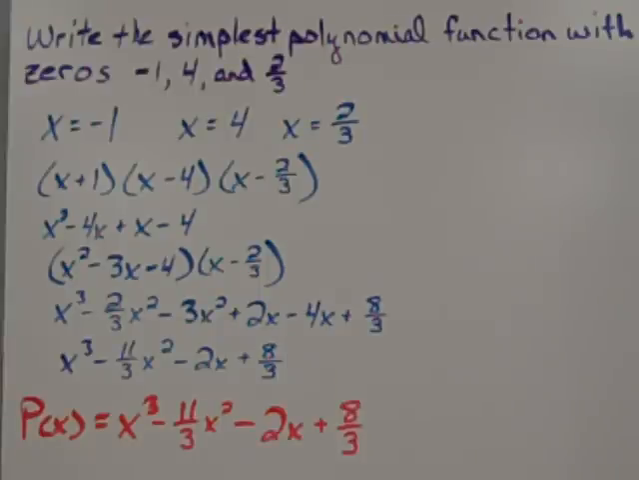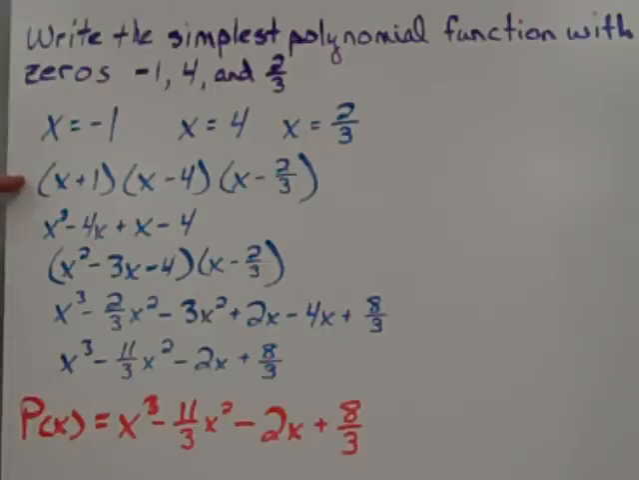Now, here's a second example of the same type of problem. I want to give you guys one with a fraction in it because I know how much y'all like working with fractions. But again, directions are still write the simplest polynomial function with zeros -1, 4, and 2/3. And just like before, you set x equal to -1, x equal to 4, and x equal to 2/3. And then you rewrite them as factors.